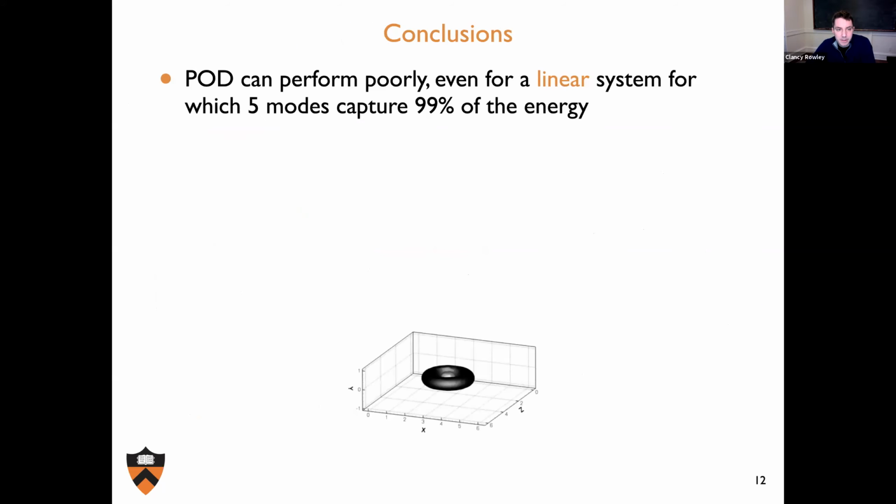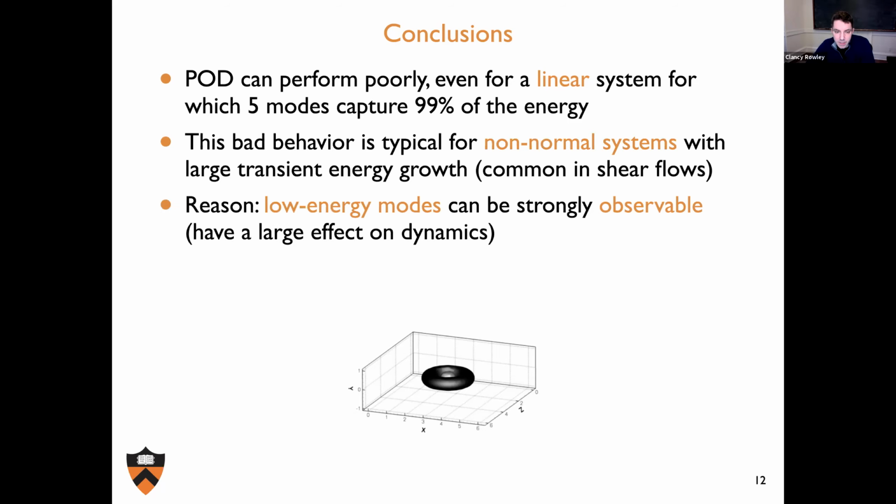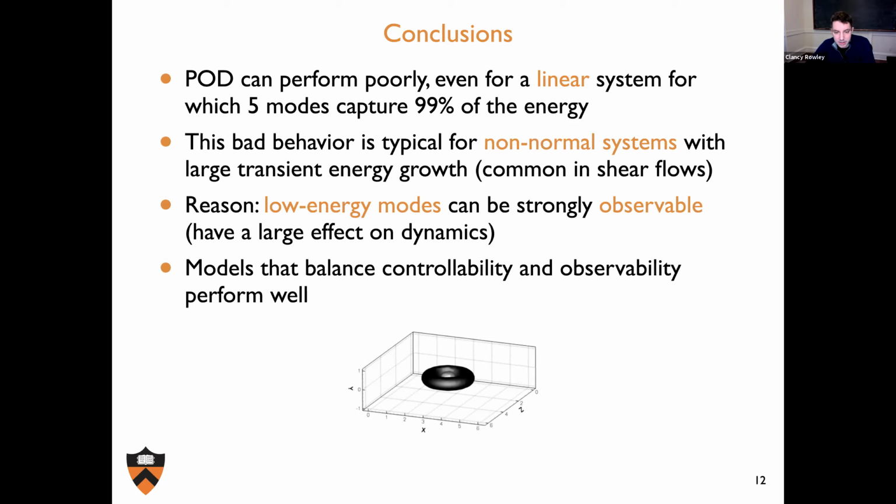Okay, so that's all I want to say about this first part of the talk. The lesson learned is that even if you have POD modes that capture a huge fraction of the energy, even over 99%, POD can perform surprisingly poorly at getting a reduced order model. This bad behavior is typical for non-normal systems with large transient growth, as happens frequently in shear flows. The reason is that some low energy perturbations can be very sensitive, they can be strongly observable. But if you use a method that balances these effects of controllability and observability, then these techniques perform well.